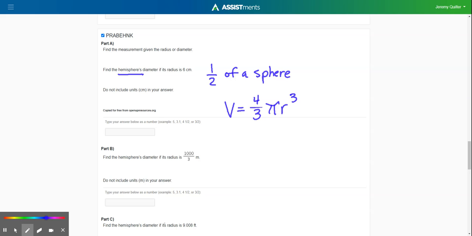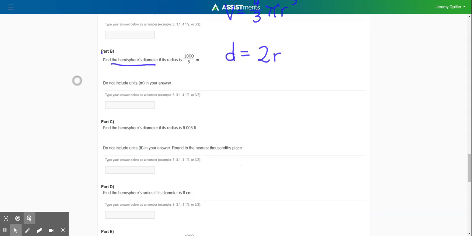When we go into the next one, we need to consider that when we find part B, what is the hemisphere's diameter if the radius is 1,000 thirds. Well, think about that. The diameter is equal to twice the radius. So if we're given a radius, keep that in mind when we find the diameter, that we have to double it. And the hemisphere's diameter would be directly related to the radius.